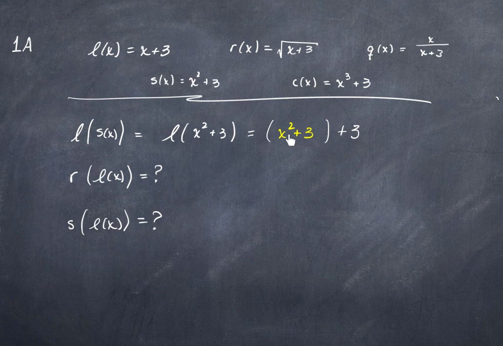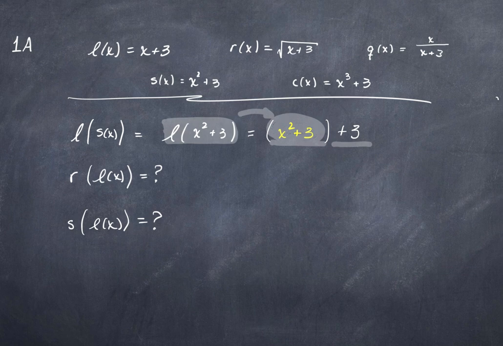X squared plus 3 is my input here, as shown here. If I just, let me circle it maybe, I'll use a highlighter. If I just had this, then I would interpret that to mean take the function L, which is x plus 3, and replace the x with x squared plus 3.